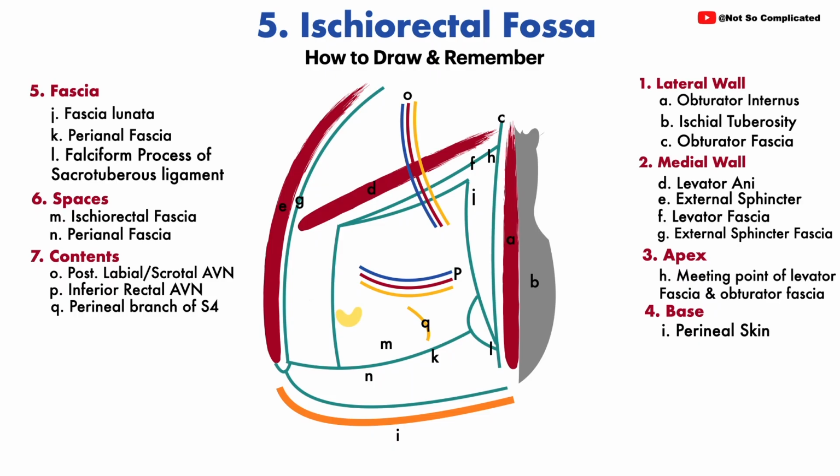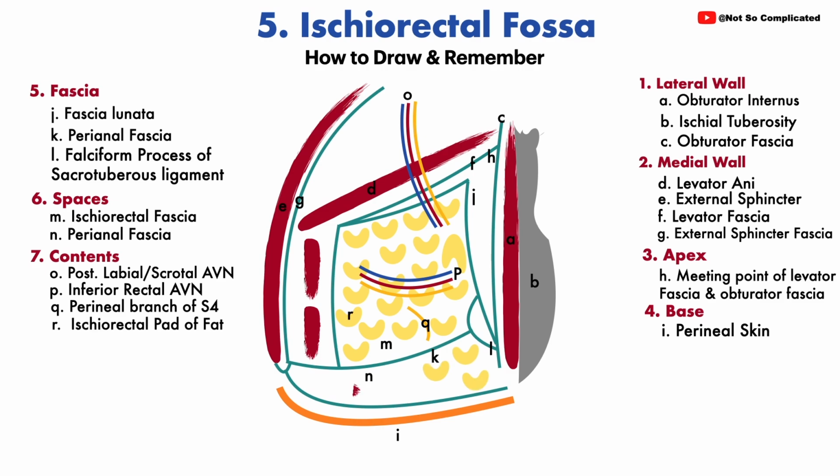All right, so there will be these different regions. These yellowish structures are fat. All right, these are the fats. Ischiorectal pad of fat. All right, so these red dotted structures in here, these three structures are the internal sphincter. All right, that is how you have to remember. And this Q region.